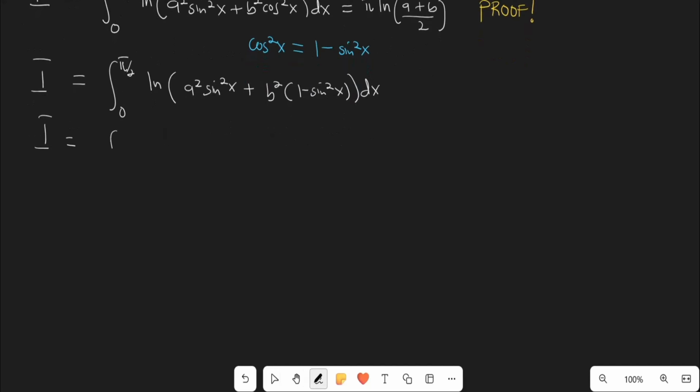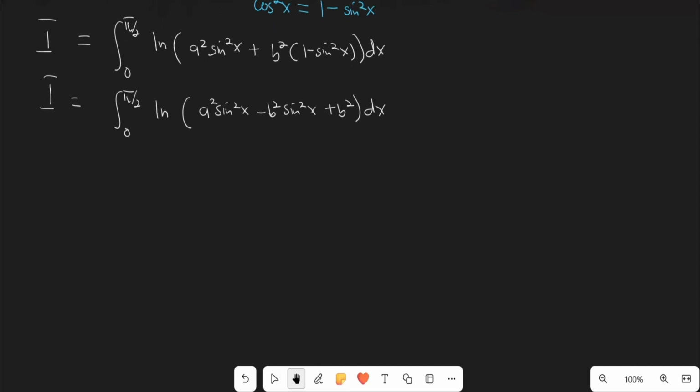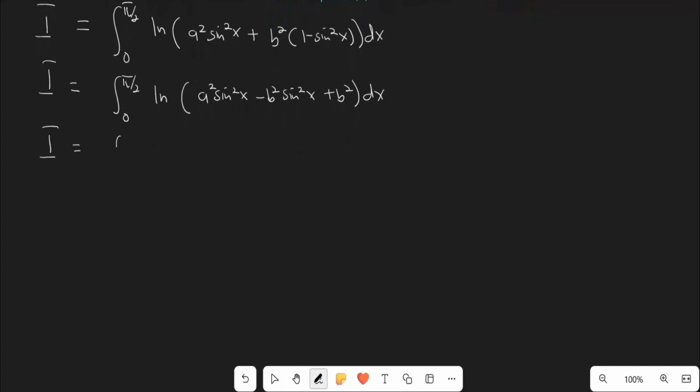I is equal to the integral from 0 to pi over 2 of the ln of a squared sine squared of x, minus b squared sine squared of x, and then plus b squared, like this, dx. Alright, so far so good. I is the integral from 0 to pi over 2 of the ln of, now I'm going to factorize sine squared of x out, and that's going to leave a squared minus b squared, multiplied by the sine squared of x, plus b squared, dx.